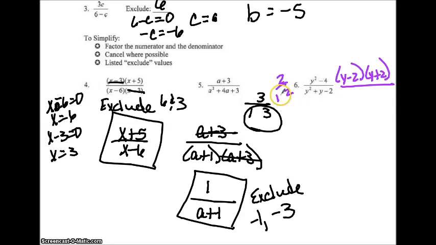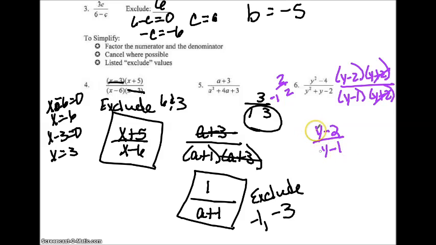Signs are different. The largest one is positive, so the small one is negative, and they have to equal 1. So negative 1 and 2. This becomes y minus 1 and y plus 2. So my y plus 2's cancel, and when I simplify it, I get y minus 2 over y minus 1.